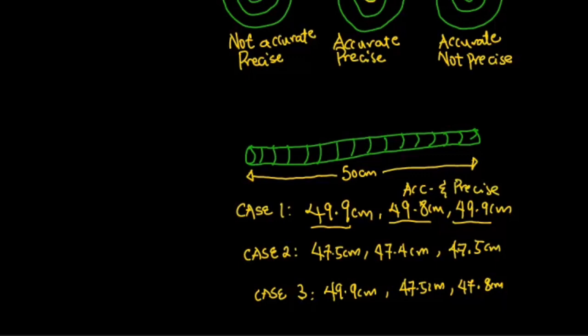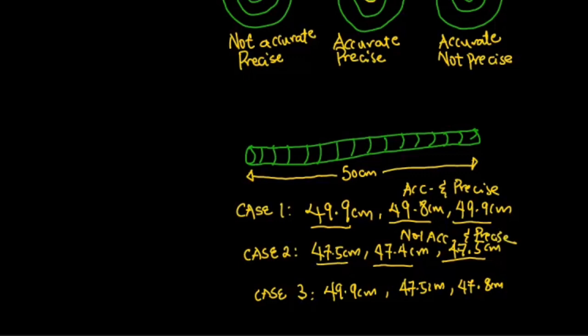So in the second case, we have 47.5, 47.4, and 47.5. They are all close to one another and they are far from 50. So this is not accurate, but it is precise because they are close to one another.